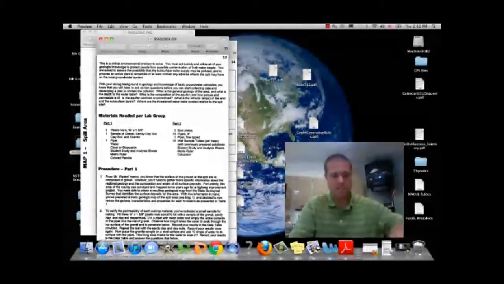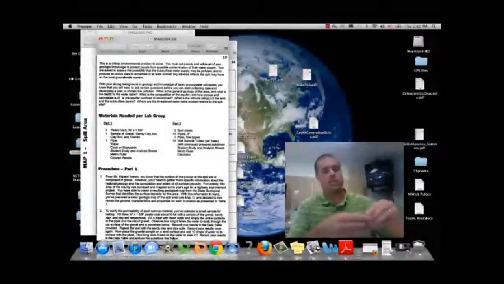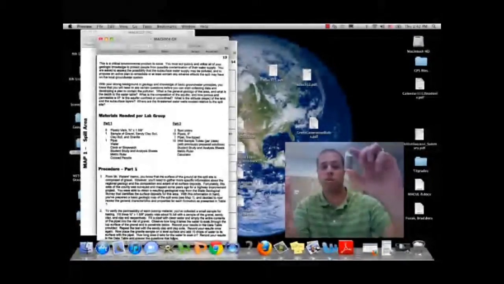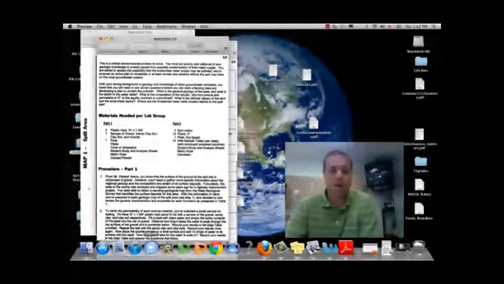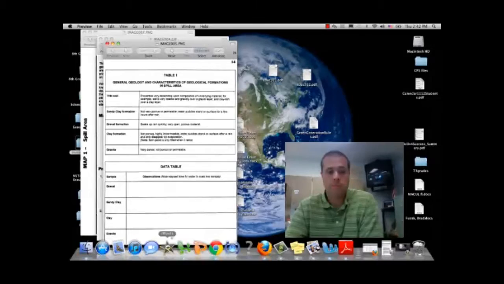And I have to test these as it says. I'm going to put some water in, and really I'm going to see how long it takes for the water that I put in to sink down to the bottom. That's what I'm going to time, and then we'll make some observations in the bottom of our data table.